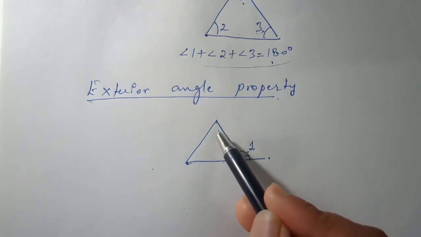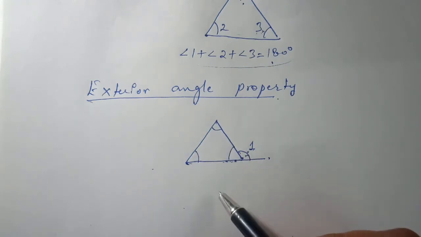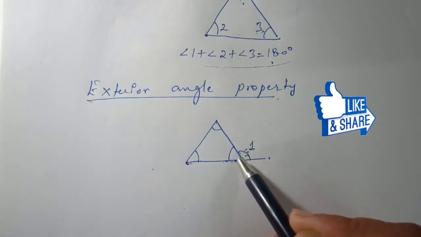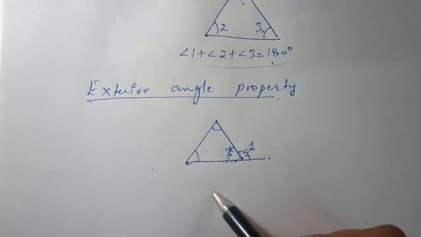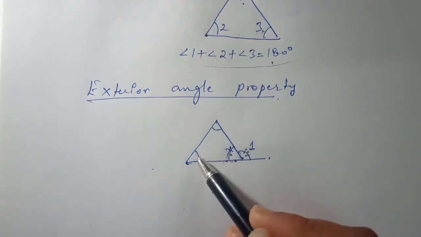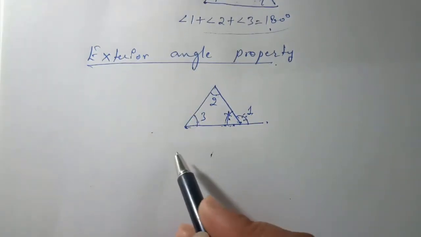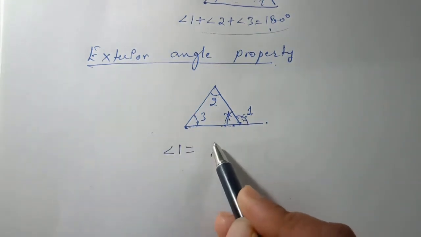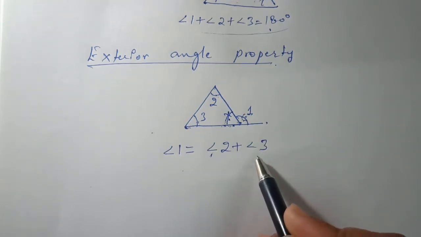So if we see the interior angles, we have this angle and this angle as the interior angles. So the word is opposite interior angles. This angle is attached to this exterior angle, so we are going to reject this angle. These two will be taken as the opposite interior angles. Let us mark them as 2 and 3. Then according to the exterior angle property, this exterior angle will be equal to the sum of the opposite interior angles.